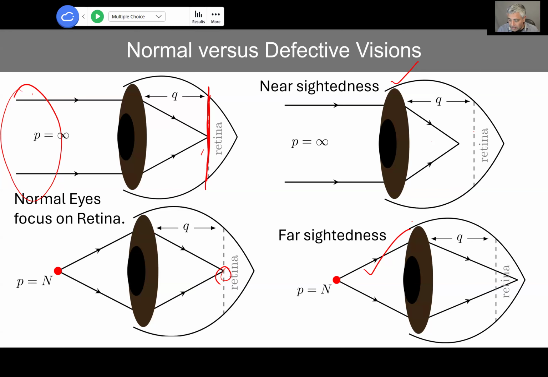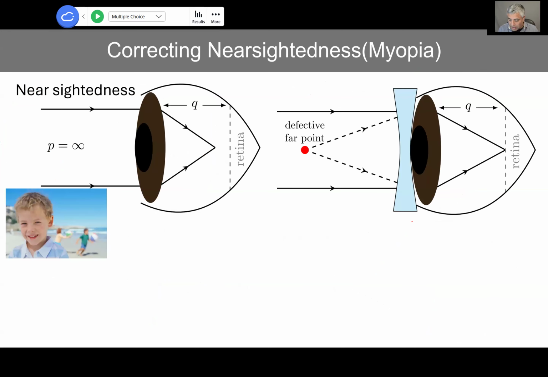Now for fixing them, it looks like it is a good time to take a break, otherwise it's going to take a little longer. So let's take a break, and when we come back we're going to talk about how to correct these visions using glasses or lenses.